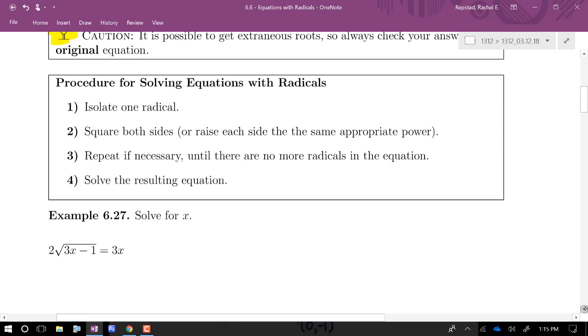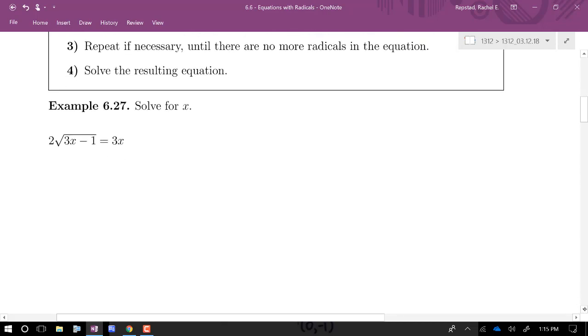So, for example, if we want to solve this equation, 2 times the square root of 3x minus 1 is equal to 3x. Now, you could look at this and go one of two ways. You could say, if I really want to get that radical by itself, I'll divide both sides by 2. That's legit. Or you could think of this radical as already isolated because there's no addition here. It's just a factor of 2. And then you could jump right into squaring. Either will work just fine.